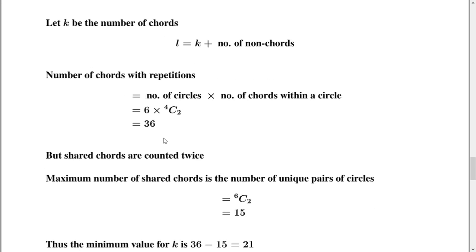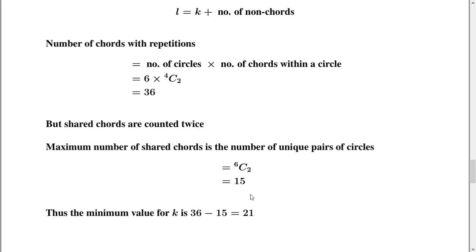Of these, some of the chords are shared, and so they are counted twice, right? So we will need to find out what is the maximum number of shared chords. The maximum number of shared chords is basically the maximum number of pairs of circles, right? Because each pair of circles can share a chord, and so if every pair of circles in the system shares a chord, then the number of pairs equals the number of shared chords. And the number of pairs is 6C2 because it's a matter of choosing 2 circles out of 6. That is 15. So at the most we can have 15 shared chords.